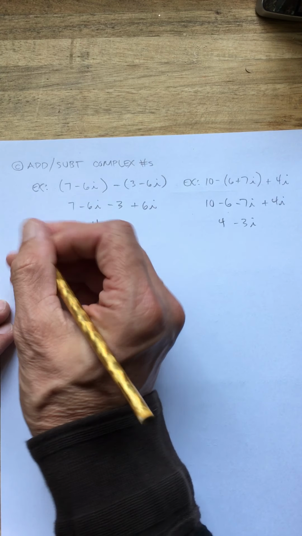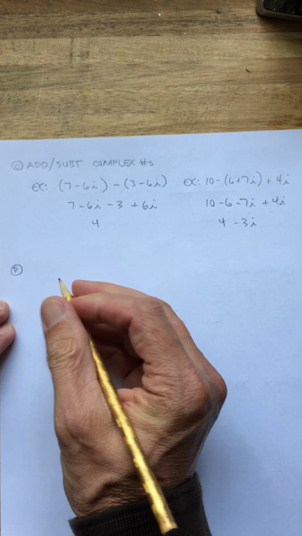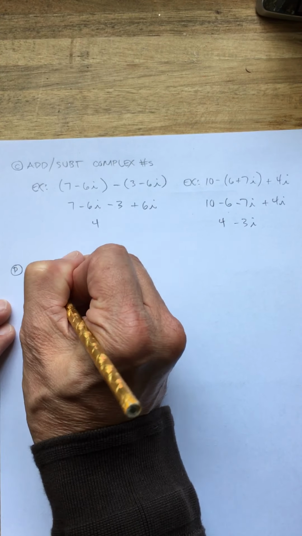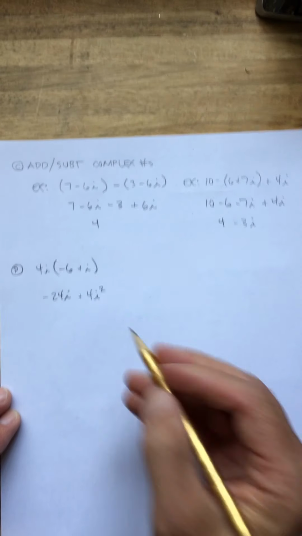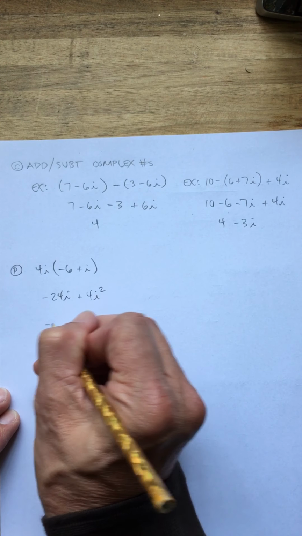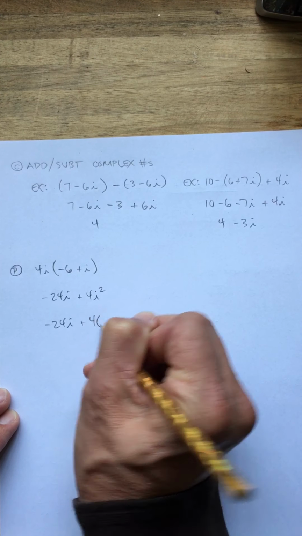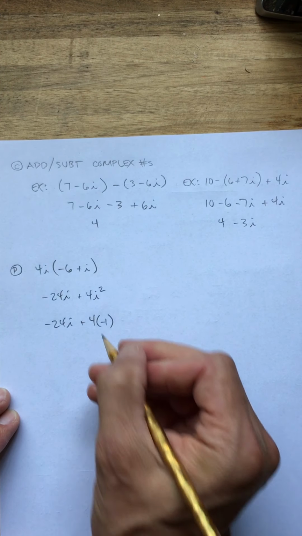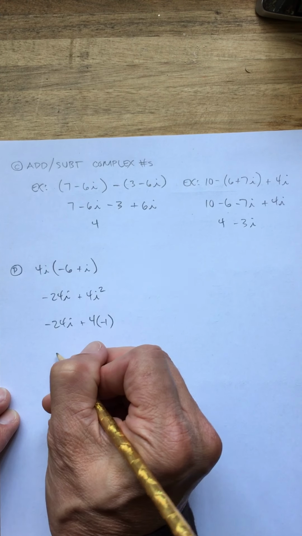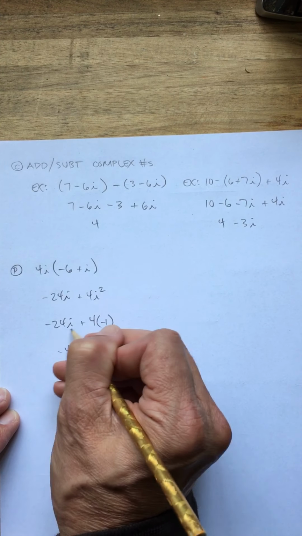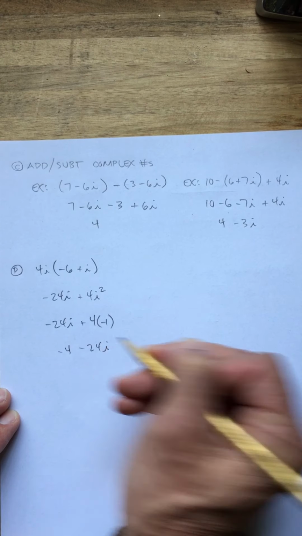Okay, all right, let's do some multiplying. Part D. We have 4i parentheses negative 6 plus i. All right, we'll go ahead and distribute. 4i times negative 6 is negative 24i. 4i times i is plus 4i squared. Okay, keep in mind i squared is negative 1, so this becomes negative 24i plus 4 times negative 1, okay, and we get negative 4, that's our real component, so we're going to write that first, negative 4, and here's our complex component, so minus 24i, okay.